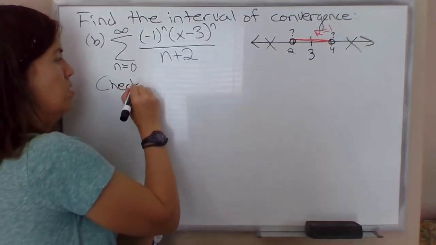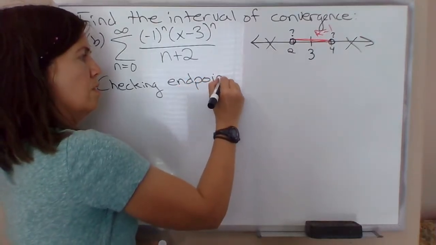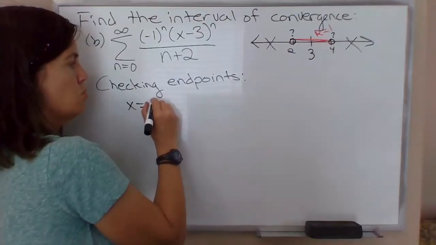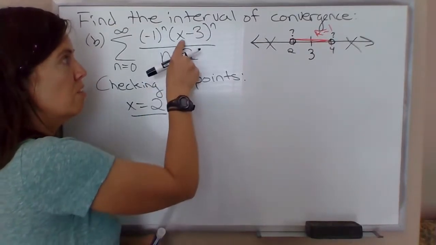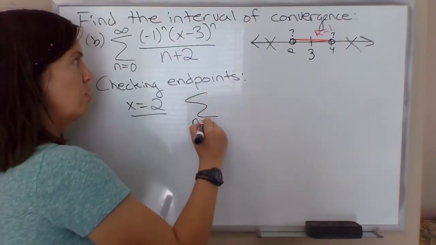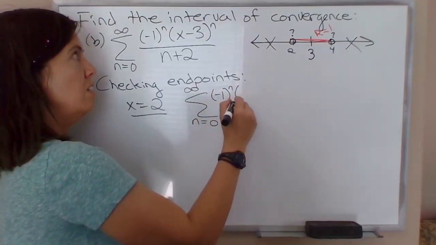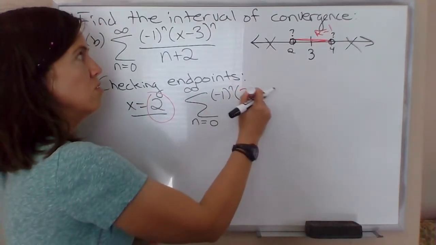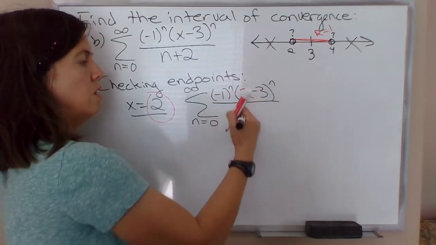So, checking the endpoints. Let's start with x equals 2. Okay, so if x equals 2, the first thing you do when you're checking endpoints is substitute that x into this power series expression. So this will become the sum from 0 to infinity of -1 to the n times, if we're letting x equals 2, then this is 2 minus 3 to the n over n plus 2.